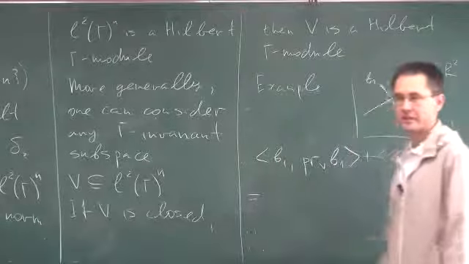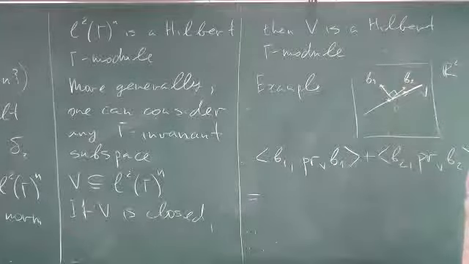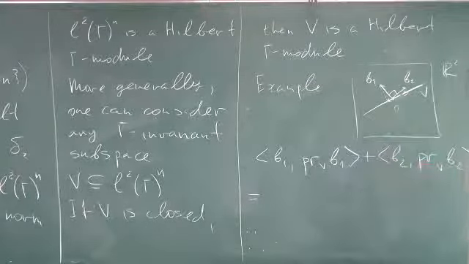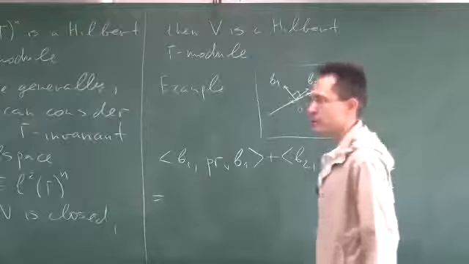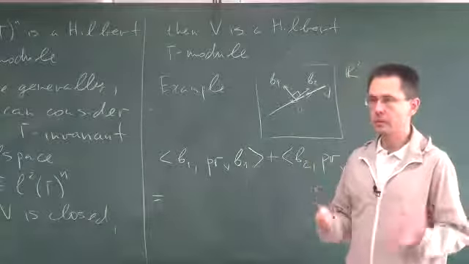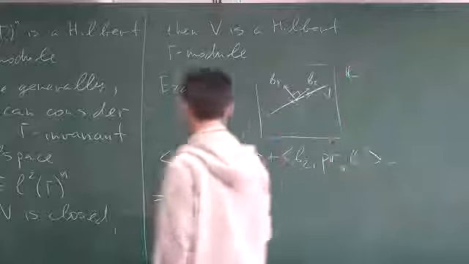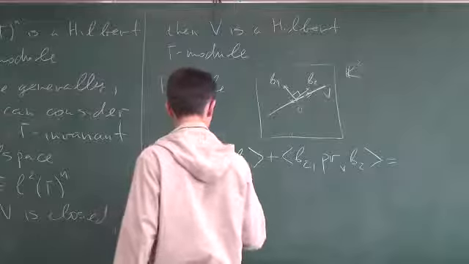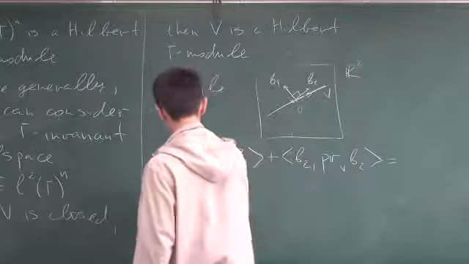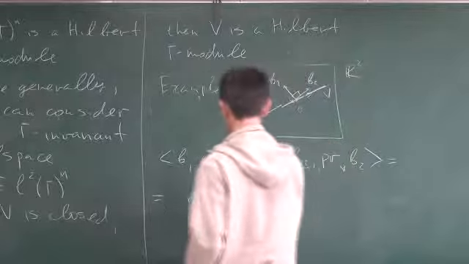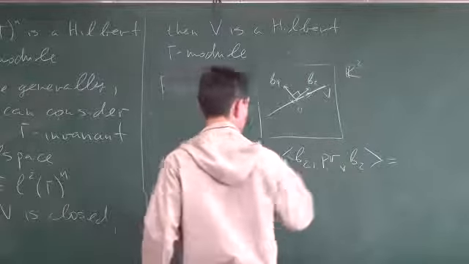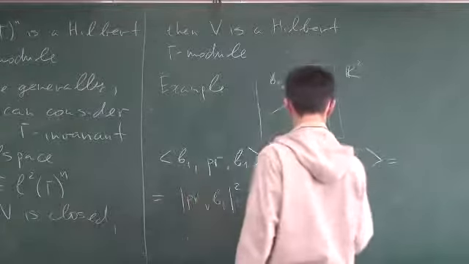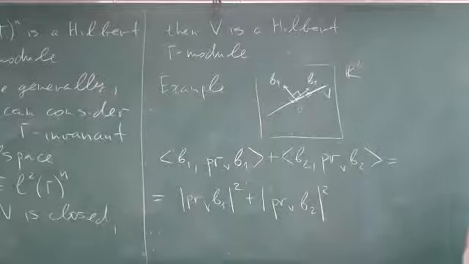This is the dot product of two vectors. What's the dot product of B1 and the projection? It's the same thing as the dot product of the projection with itself. But the dot product of the projection with itself is the square of the length. So that's the same thing as the length of the projection of B1 squared, plus the same thing for B2, the projection of B2 squared. And now you need to compute this number.